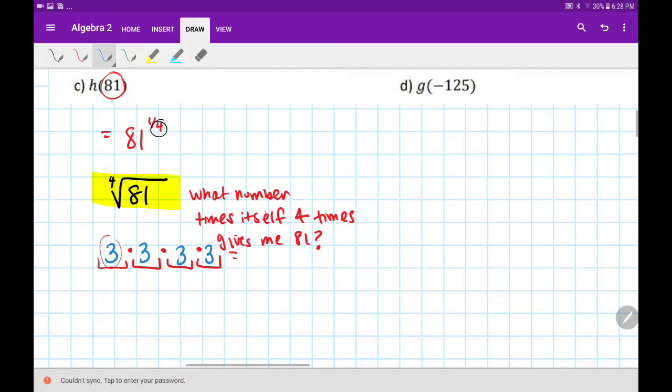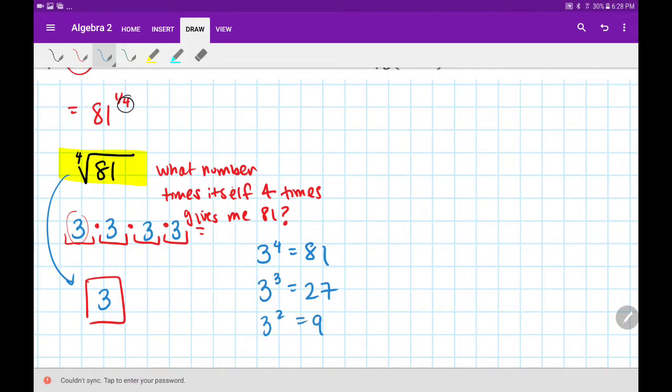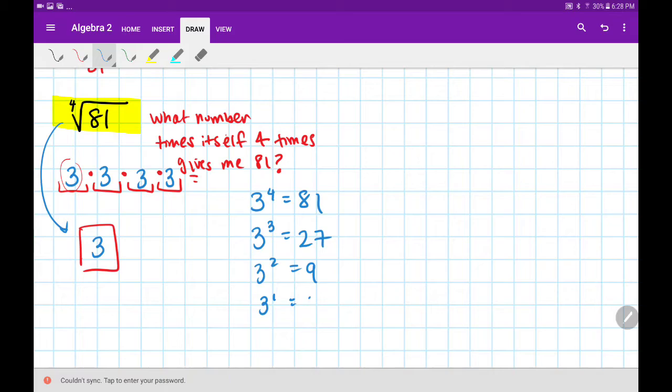This is just something that you should memorize. 3 to the 4th power equals 81. So we have found our number. The answer is 3. The fourth root of 81 is 3. You should also memorize these ones. 3 cubed is 27. 3 squared is 9. 3 to the 1 is, well, that's just 3. And anything to the 0 power is 1. So you should be super comfortable with these basic base 3 exponents.